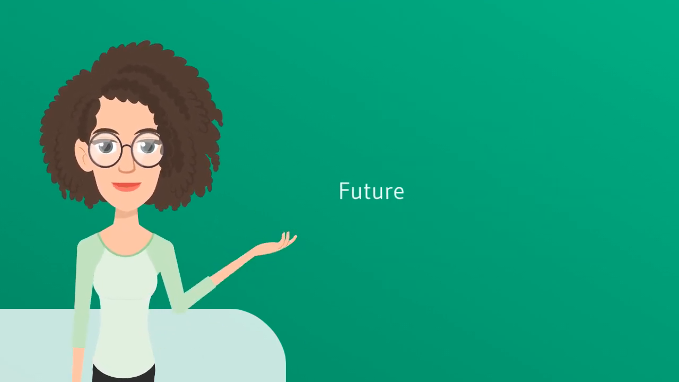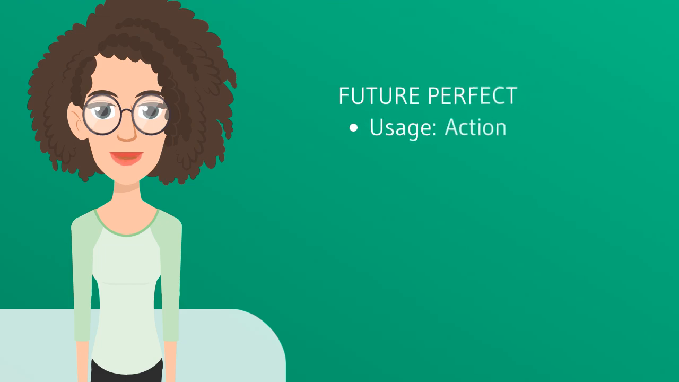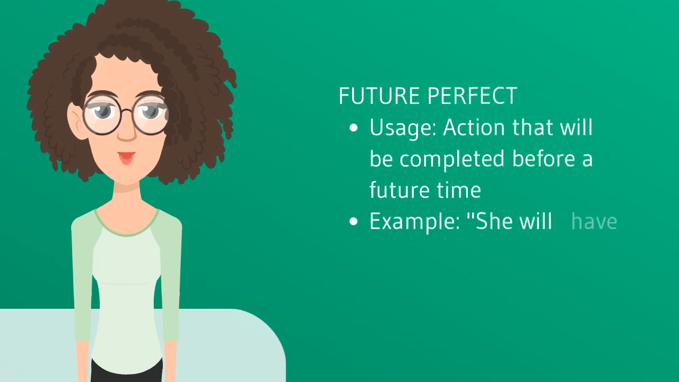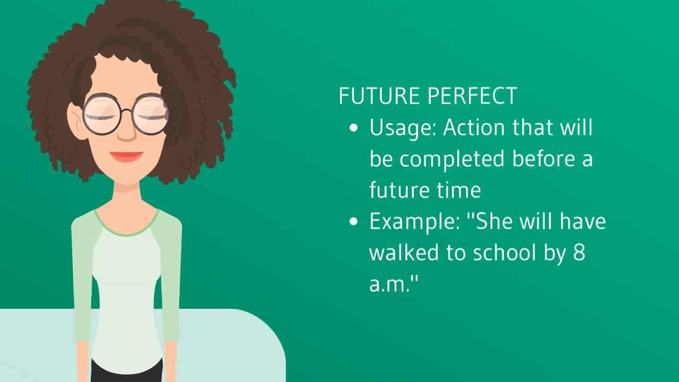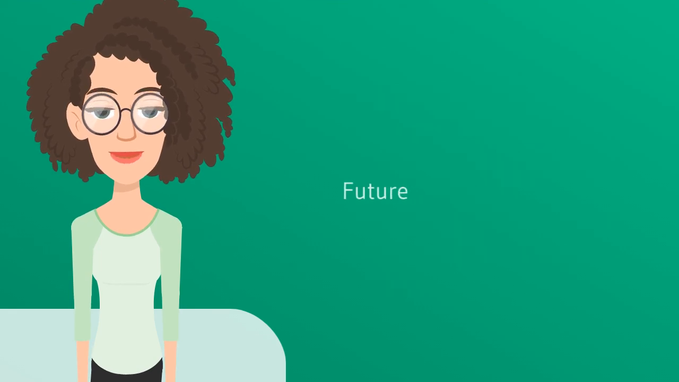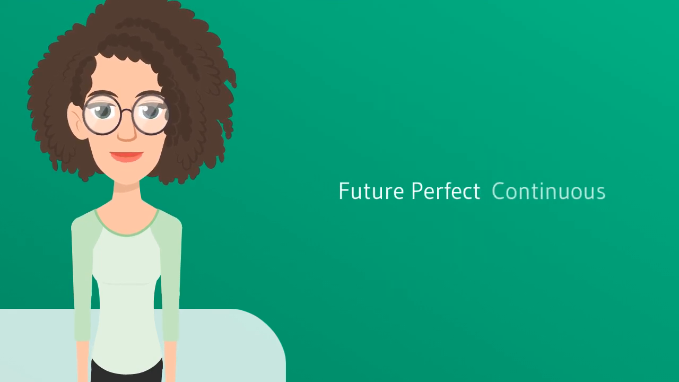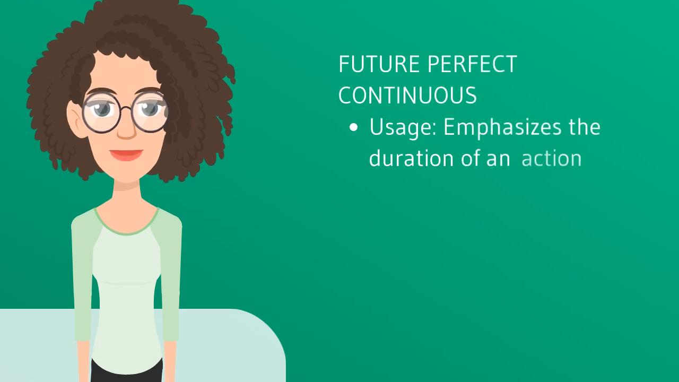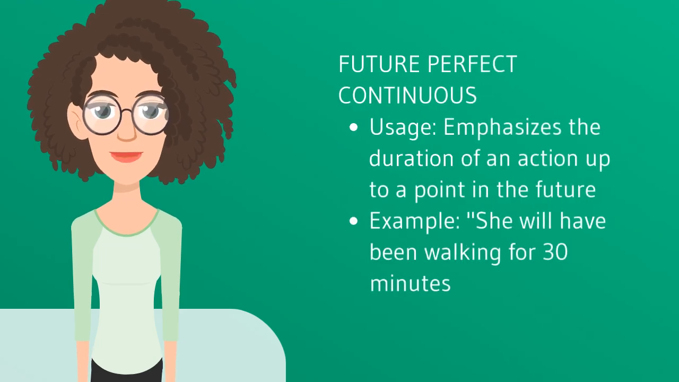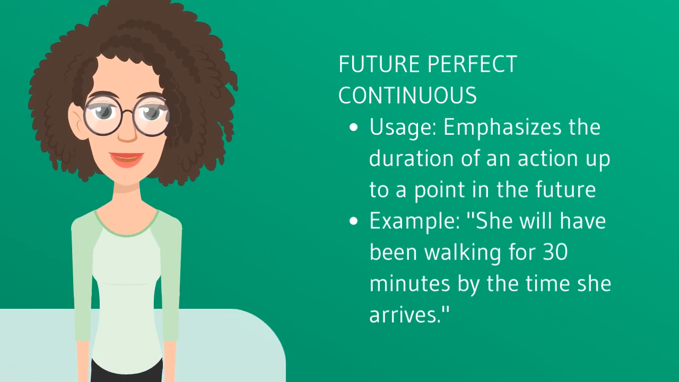Future perfect. Usage: action that will be completed before a future time. Example: she will have walked to school by 8 a.m. Future perfect continuous, optional. Usage: emphasizes the duration of an action up to a point in the future. Example: she will have been walking for 30 minutes by the time she arrives.